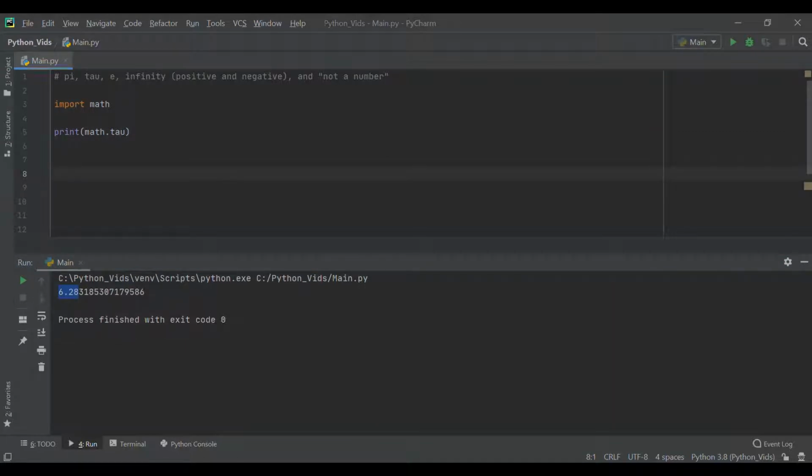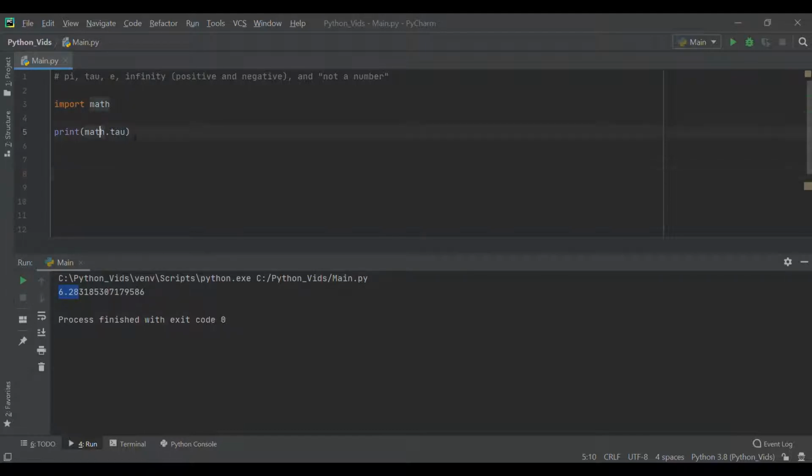So just like pi, tau is a number that can go on and on forever. It's literally just pi doubled. The Python math module gives you 15 digits after the decimal, just like with pi. Now, is tau in the math module truly 2 times pi? Well, let's take a look.